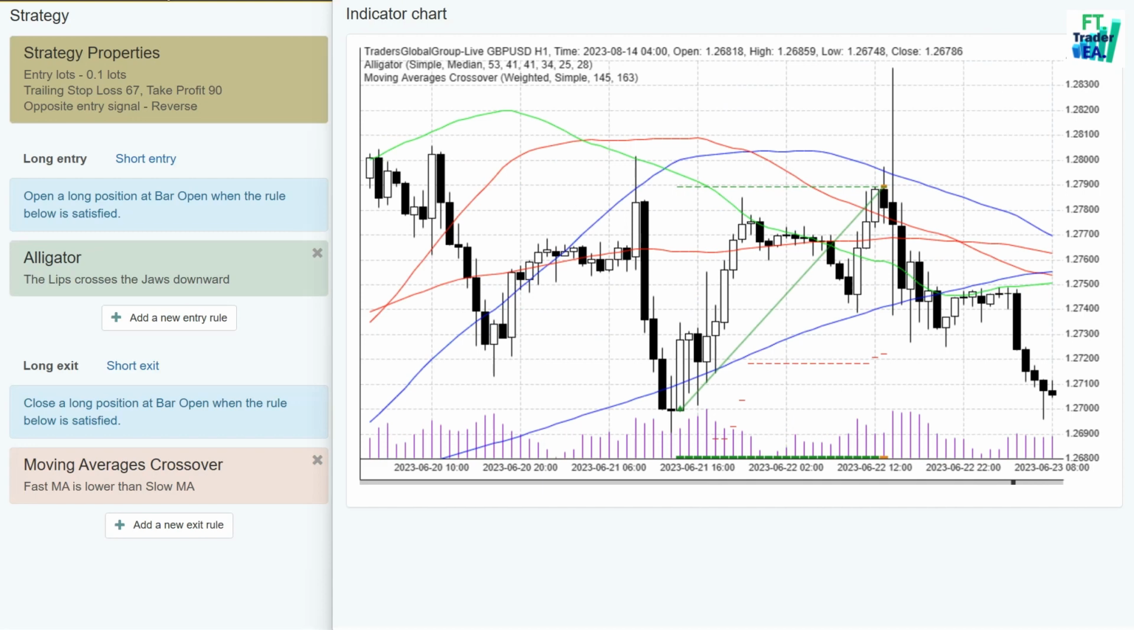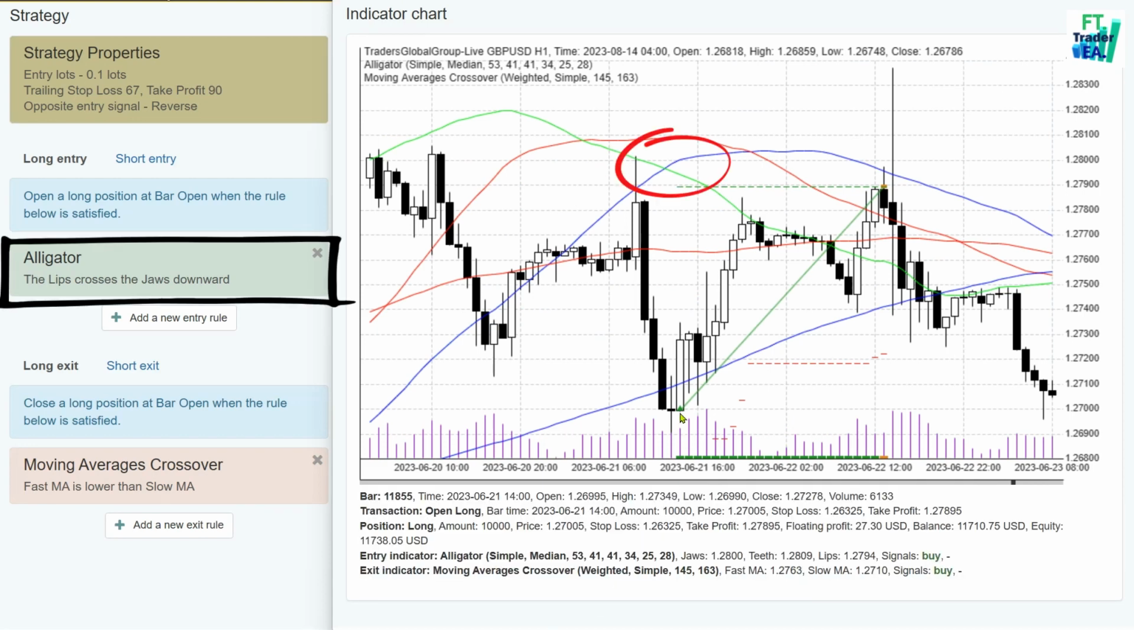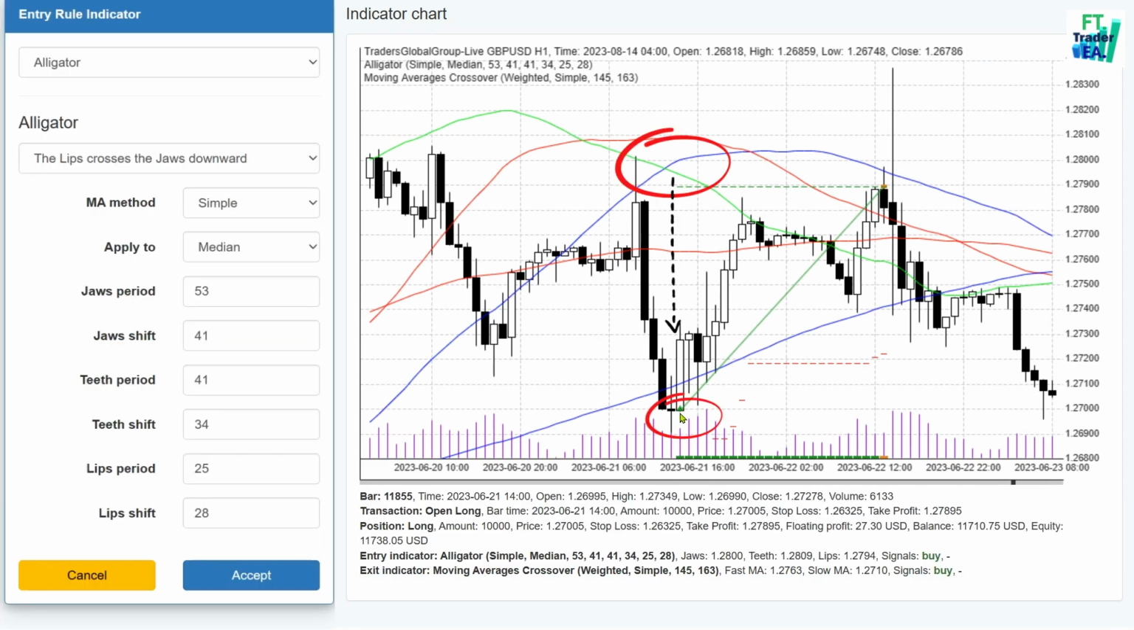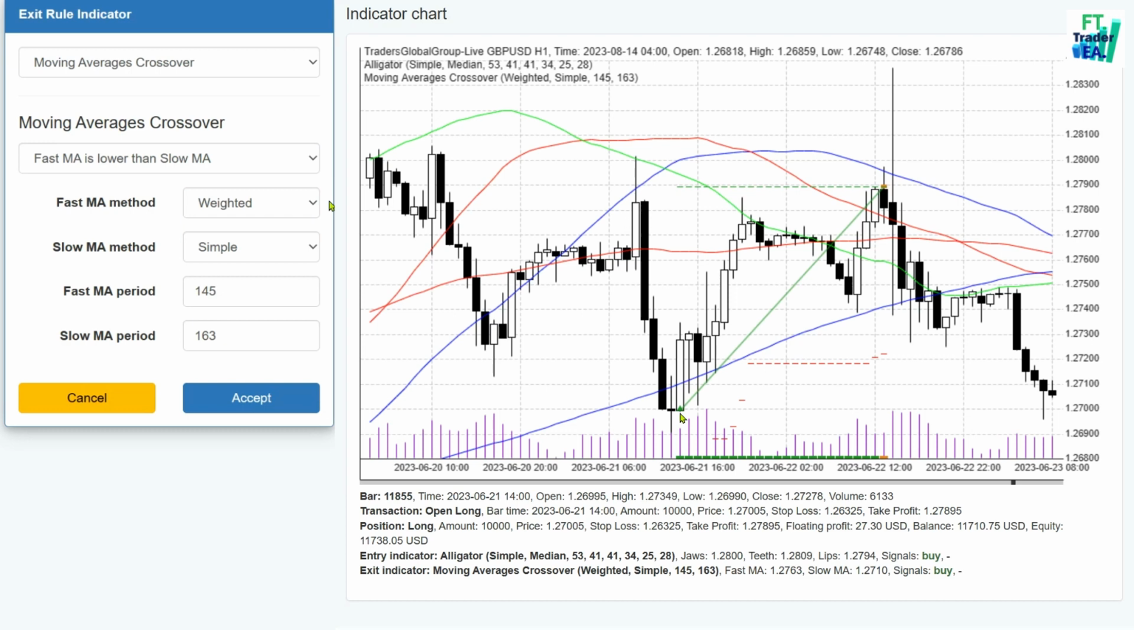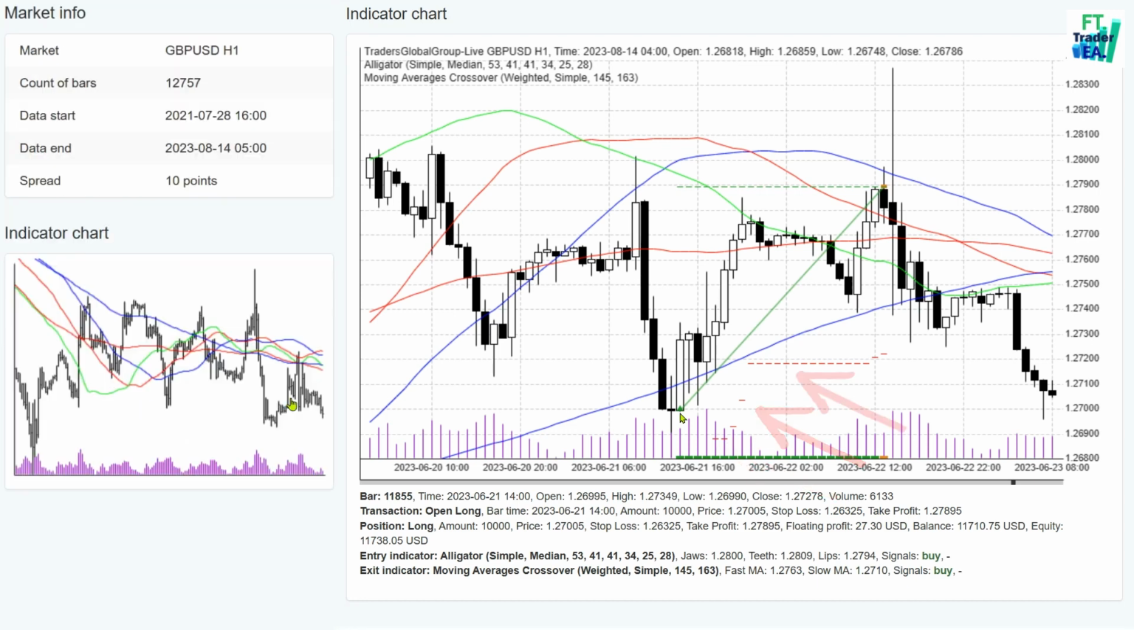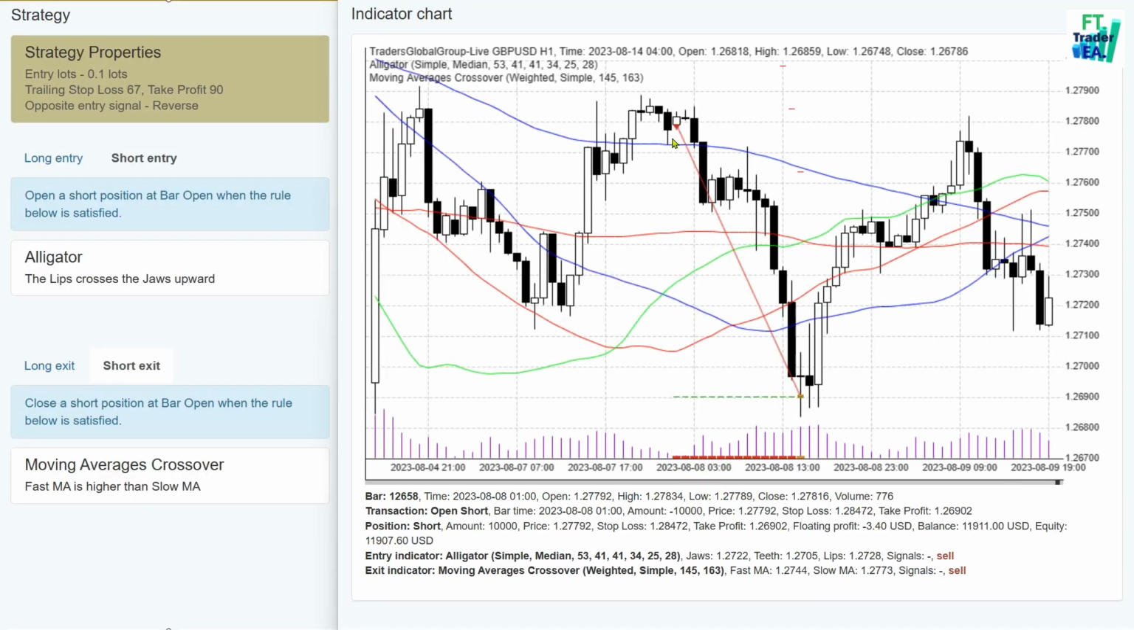To initiate a buy trade, we await the alligator lips crossing the jaws in a downward direction. Specific parameters for the alligator are visually depicted on screen. The strategy closes a buy position when the fast-moving average with a period of 145 drops below the slow-moving average with a period of 163. Closure can also be prompted by the trailing stop loss, standard stop loss, take profit, or a sell condition.